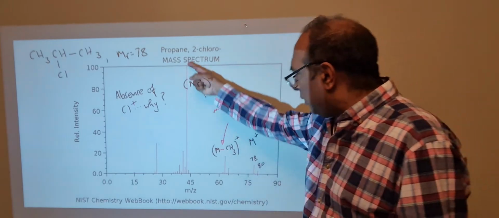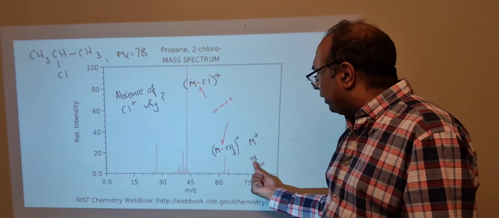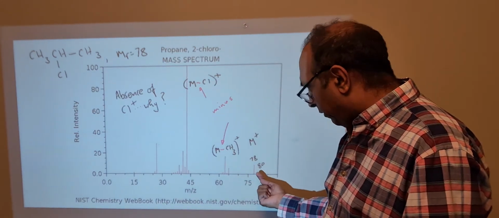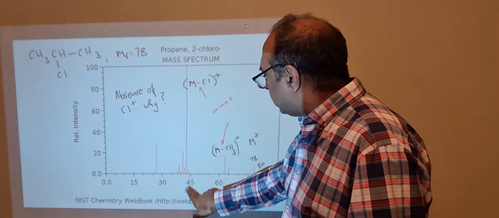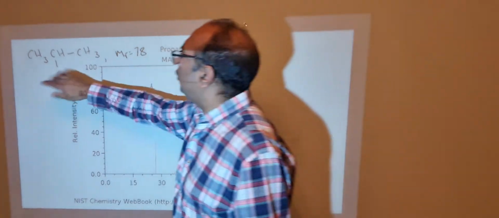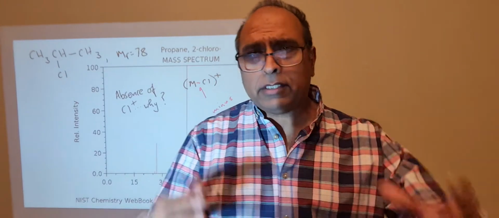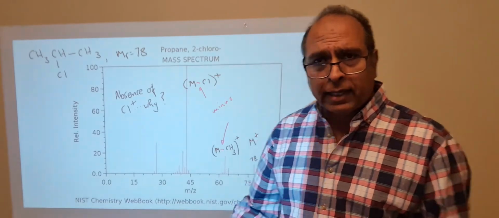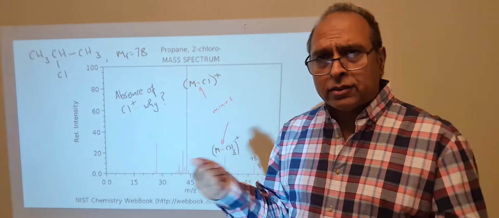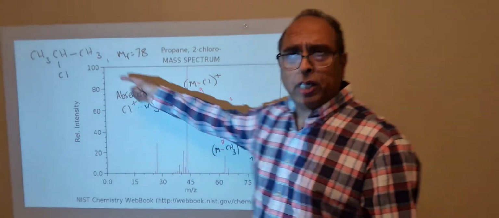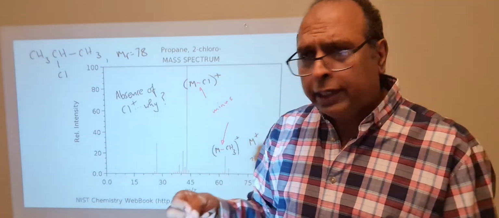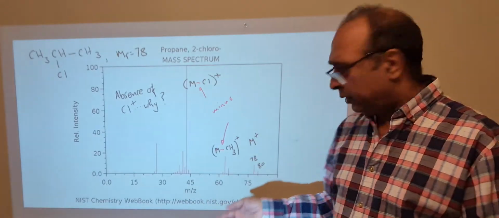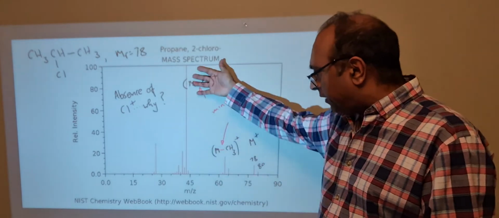Well, this peak, if you take 78 and take off 35, would be 43. And that's 43, big peak. So losing the chlorine is something that happens quite well here in this electron impact. The chlorine gets broken off, presumably because the carbon-chlorine bond will be a weaker bond than the carbon-carbon bonds and the carbon-hydrogen bonds, and so it's more likely to break. So you can identify the peak there.